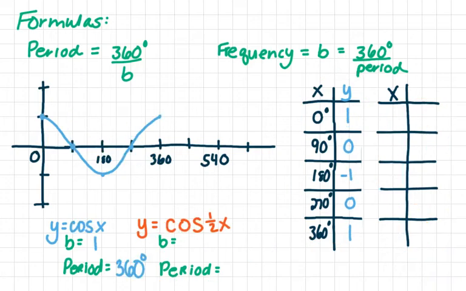In the next problem, I can see my basic parent cosine curve graphed in blue. The second function, y is equal to cosine of 1/2 of x, has a b value equal to 1/2. Therefore, the frequency equals 1/2. Remember, what this means is that half of the trig function will be completed from 0 to 360 degrees.